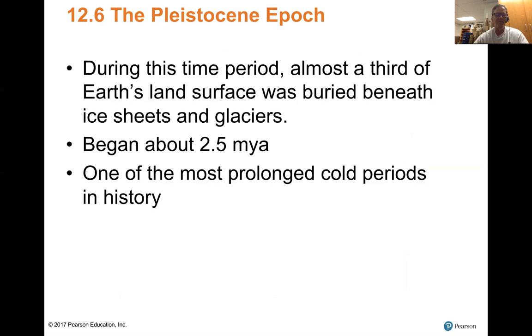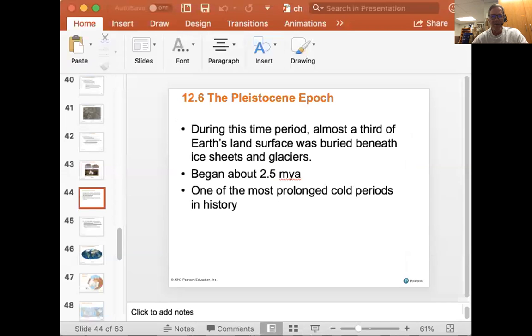Okay, so that's permafrost and periglacial landscapes. Now, on the next chapter, next part, we want to talk about the Pleistocene epoch, the Ice Age. So we'll cover that one on the next one.